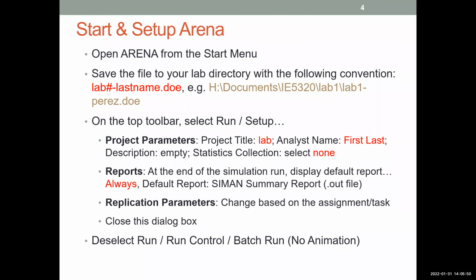So here's some additional information. We went through this. Make sure that you put your names and that you use the Simon summary report as the output file. And we're going to be looking at the replication parameters today.